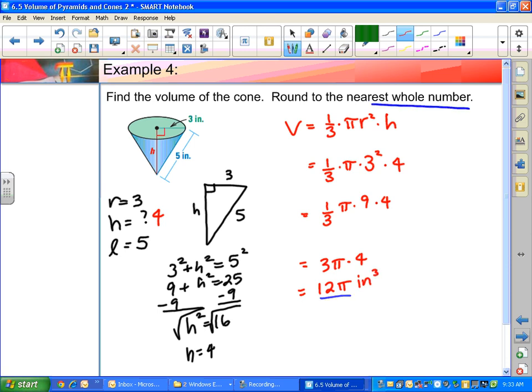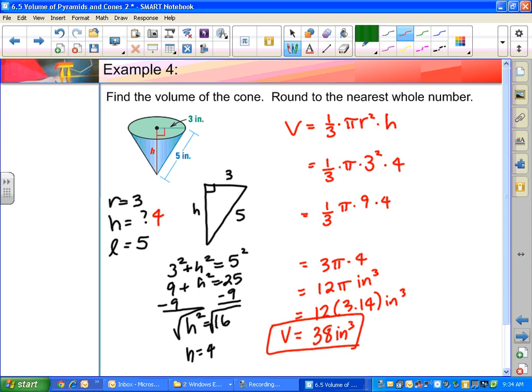However, the direction said to round to the nearest whole number. So I'm going to approximate pi with 3.14 and then multiply that out. 12 times 3.14 is about 38. So rounding to the nearest whole number would give me 38 cubic inches. And that's it for the examples that I have for pyramids and cones. If you can do prisms and cylinders, you can do pyramids and cones. Just remember you might have that extra step of having to find the height.